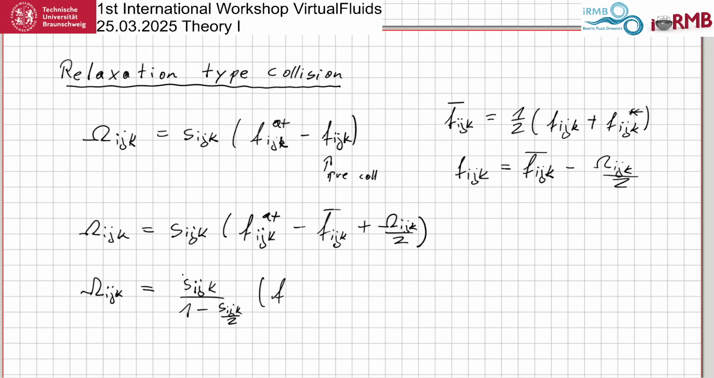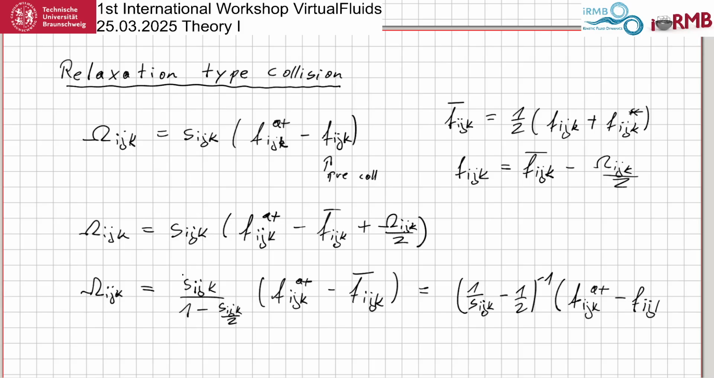Sorry. F_ijk attractor minus F_ijk, so the average. We like to write it like this: F_ijk minus 1/2 by the power of 1/2 F_ijk attractor minus F_ijk. And some people who know Lattice-Boltzmann may have seen this if you replace this here by a single relaxation rate.